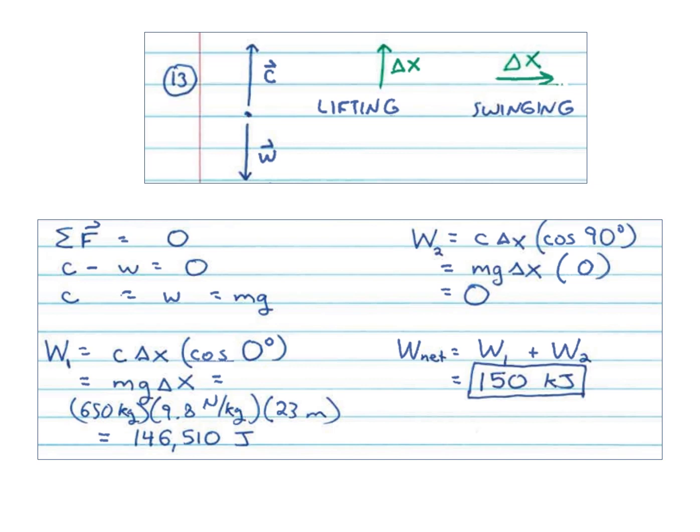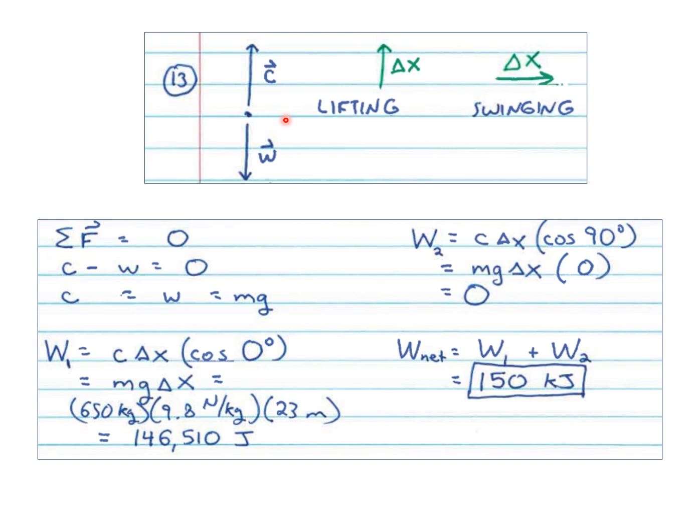Number 13, a crane lifts a 650-kilogram beam vertically upward 23 meters and then swings it eastward 18 meters. How much work does the crane do? All right, so here we have the force diagram. The crane is lifting upward. It's supporting the weight. Notice there is no horizontal force.